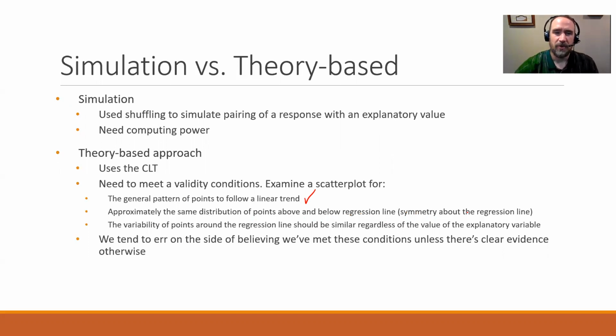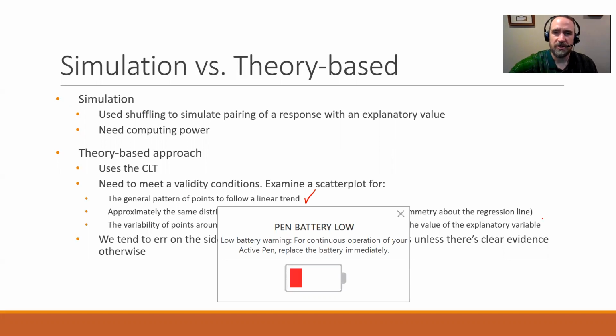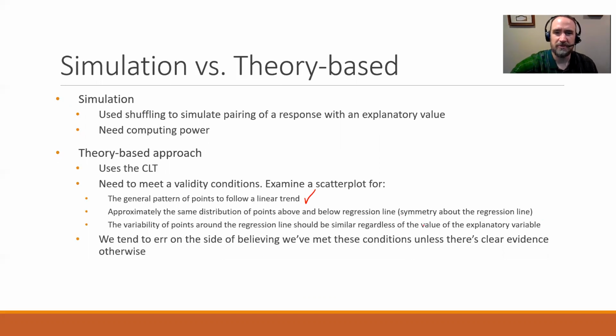And then lastly, we want to make sure the variability of points around the regression line should be similar regardless of the value of the explanatory variable. What that's saying is that if we've got our data and we've got our regression line, we don't want to see any kind of trumpeting effect where the data is close on one end and then starts spreading out toward the other end of the line. So as we travel down the line, we don't want to see the data really tightly packed in one place and then much more spread out. That's a red flag for us.